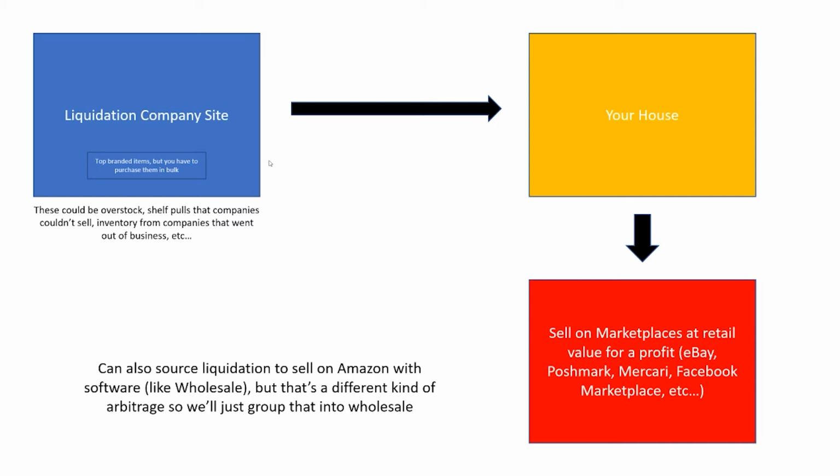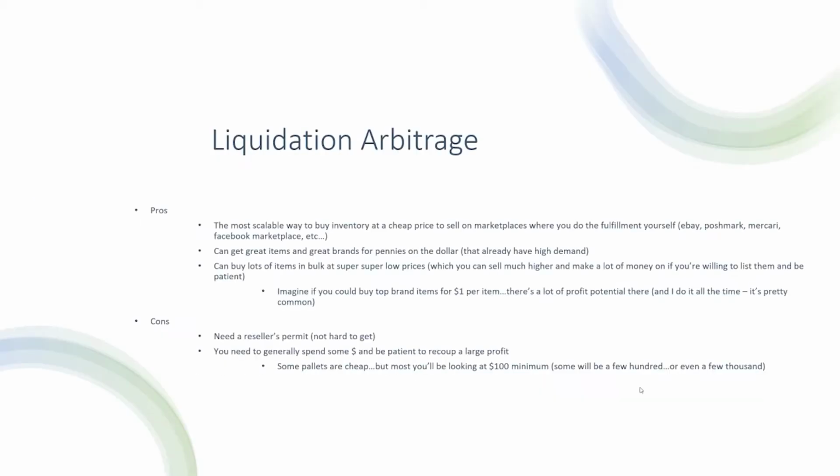But one of my favorites is 888 Lots. That's a great one as well. And you can buy top branded products super, super cheap for pennies on the dollar, right? But obviously the issue is that you have to buy them in bulk. So you buy from a liquidation company, you get those products to your house in this example, and then you sell all those products on marketplaces at retail value for a profit, okay? Because you're getting them super cheap. And those, again, are eBay, Poshmark, Mercari, Facebook Marketplace, and a number of others.